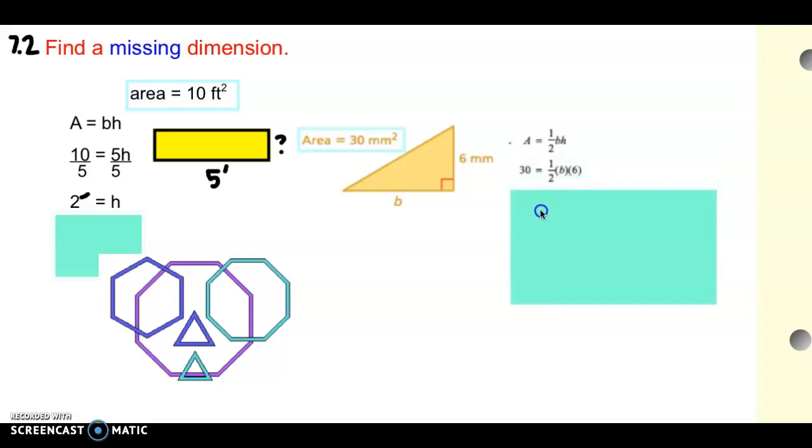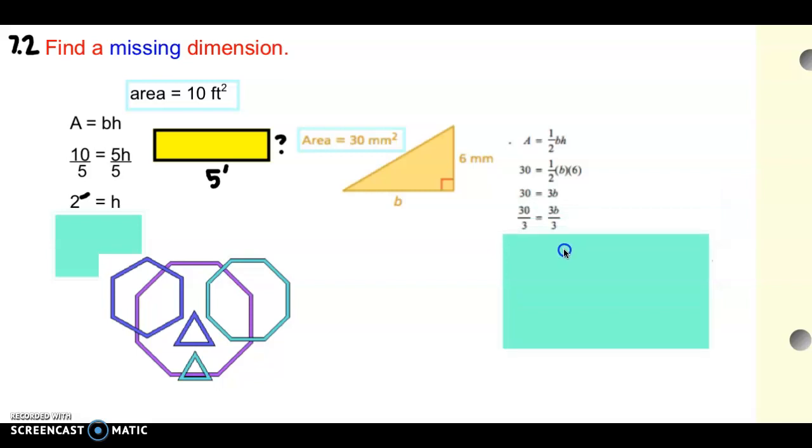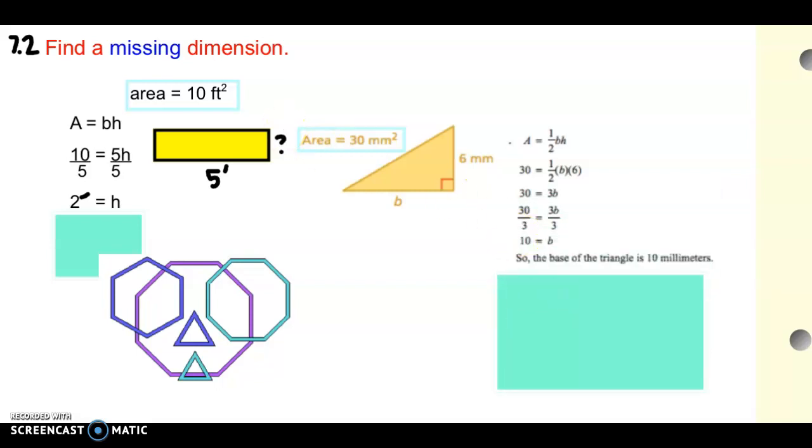We're going to plug everything in. The area is 30, so I just put it right below the A, and the base is unknown, but the height is 6. And we know half of 6 is 3, so we have 3b on the right. Divide both sides by 3 and find our base to be 10.